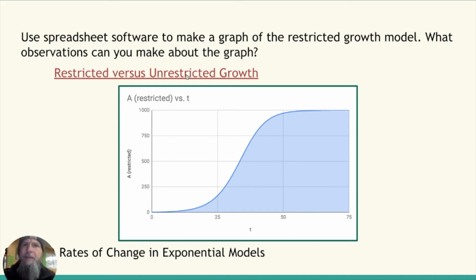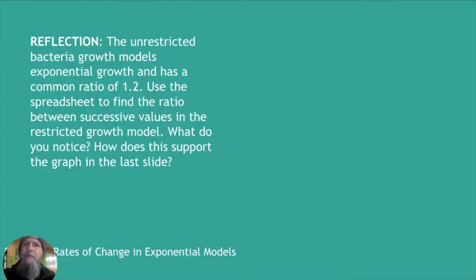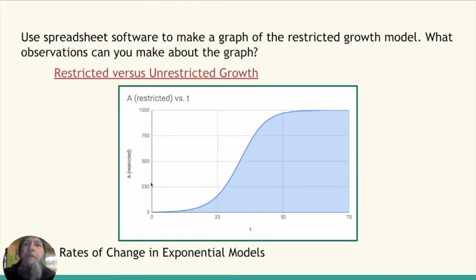Not sure where this link goes to. I don't know. Let's see, restricted versus unrestricted growth. Let's back up. That's what it looks like once we've created it. This is restricted versus time. Notice that it stops and peaks and it never makes it to 1,000. That's after 75 weeks. It's a pretty good graph to explain the situation.